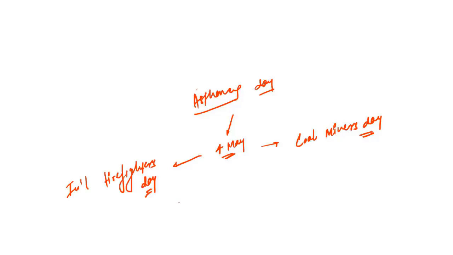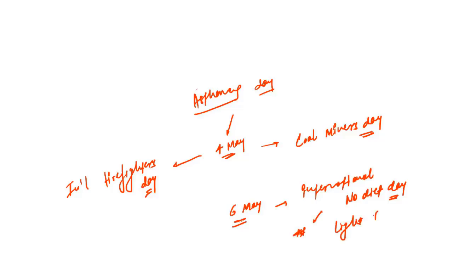So, Asthma Day was on 4th of May. Apart from that, Coal Miners Day was also observed on 4th of May. In addition to that, International Firefighters Day was also celebrated on 4th of May. On the other hand, 6th of May was observed as International No Diet Day. And the symbol for this day is light blue ribbon.